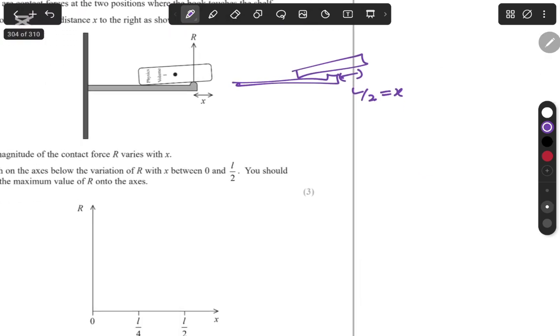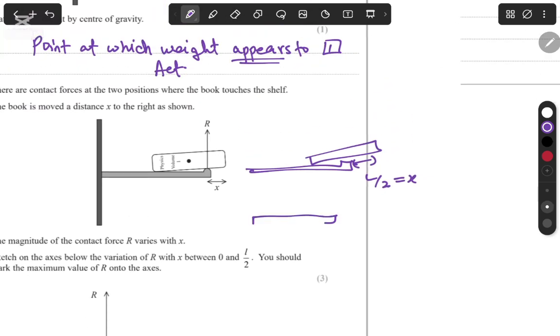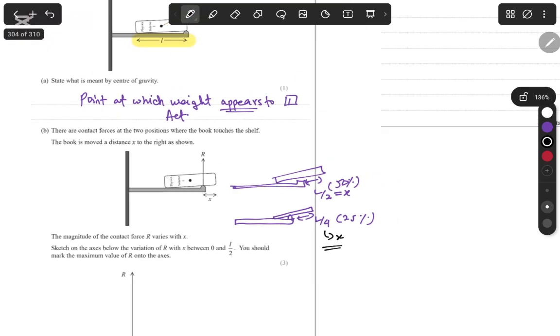And then when they say L by 4, we're just going to think that 25% of the book is outside. So it's going to be L by 4. Basically, 25% of the book is outside. And here, 50% of the book was outside. That's how we're going to understand it. And yes, hope that point is clear.